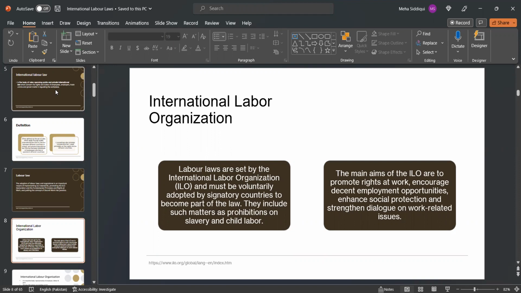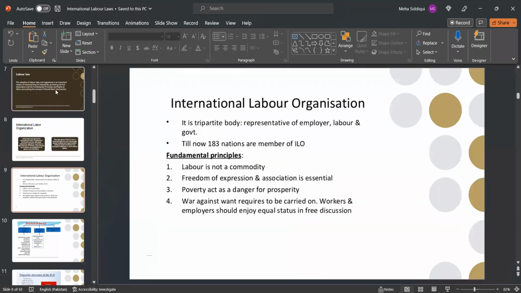The main aims of the International Labour Organization are to promote rights at work, encourage decent employment opportunities, enhance social protection, and strengthen dialogue on work-related issues. The International Labour Organization is a tripartite body, that is, it consists of representatives of employers, labor, and government. Until now, 183 nations are members of it.